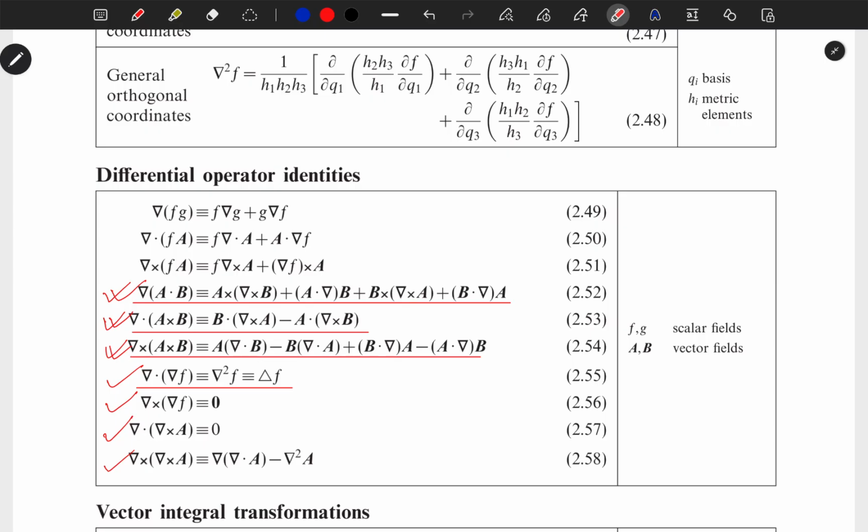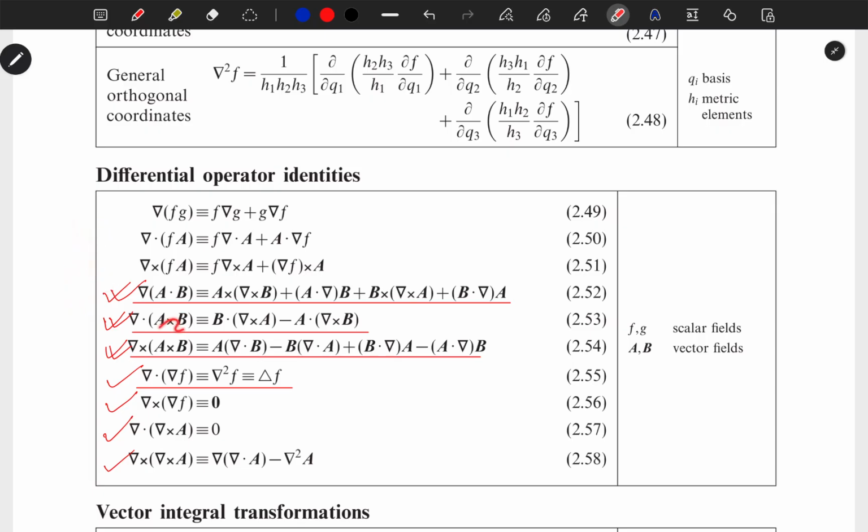So the gradient of a scalar product will contain all terms, all positive, and it will have cross products: A cross curl of B and B cross curl of A, and also A dot grad B, like these terms.